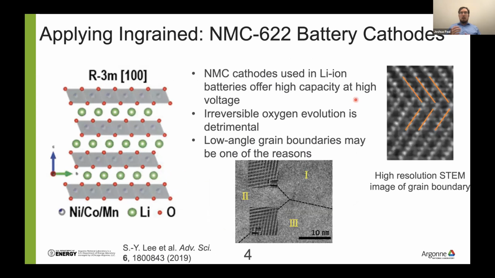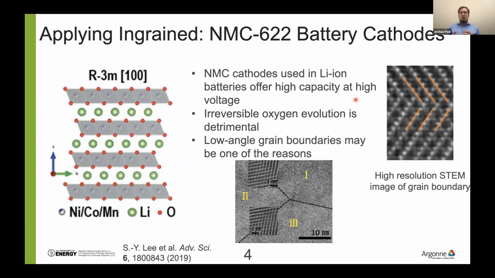I'm going to go over the example of how this software is used for the NMC 622 battery material. This is a cathode material that is used in lithium-ion batteries. It offers a high capacity at high voltages and so is of great interest.